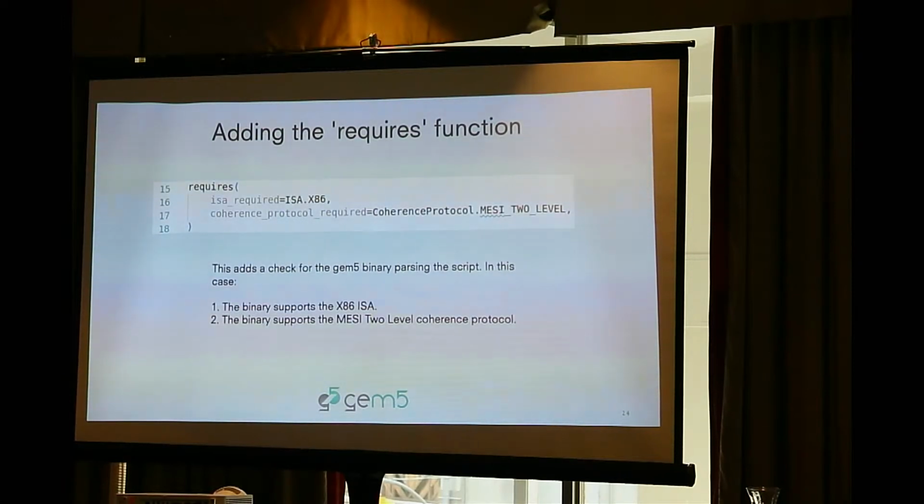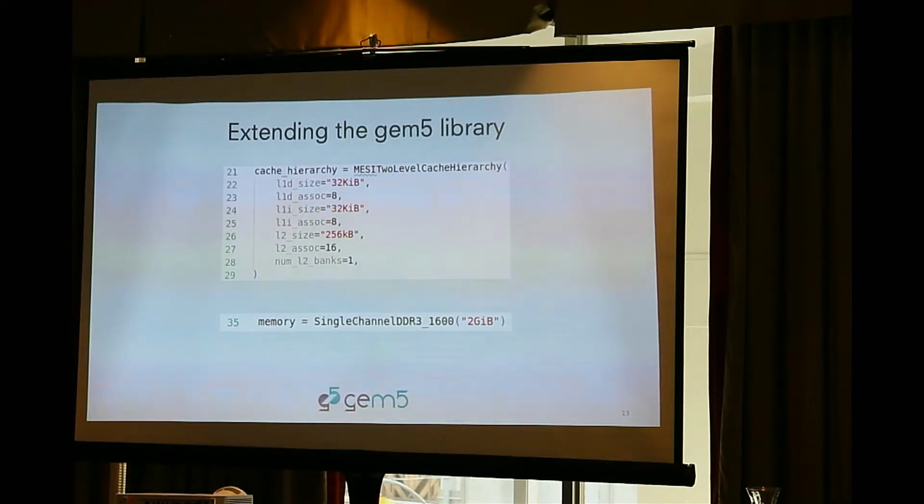Okay, I'll move on to the next slide. So these lines should look pretty familiar to you, but we're just adding slightly more complex components. So we're adding a cache hierarchy again, but this time we're adding a MESI Two Level cache hierarchy. And we've got more things we need to declare, such as more cache sizes to declare, the number of L2 banks, and everything else there.